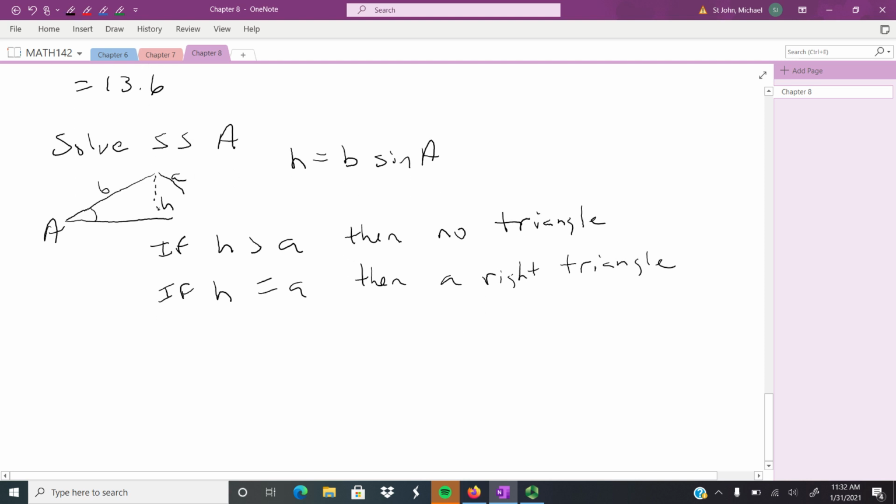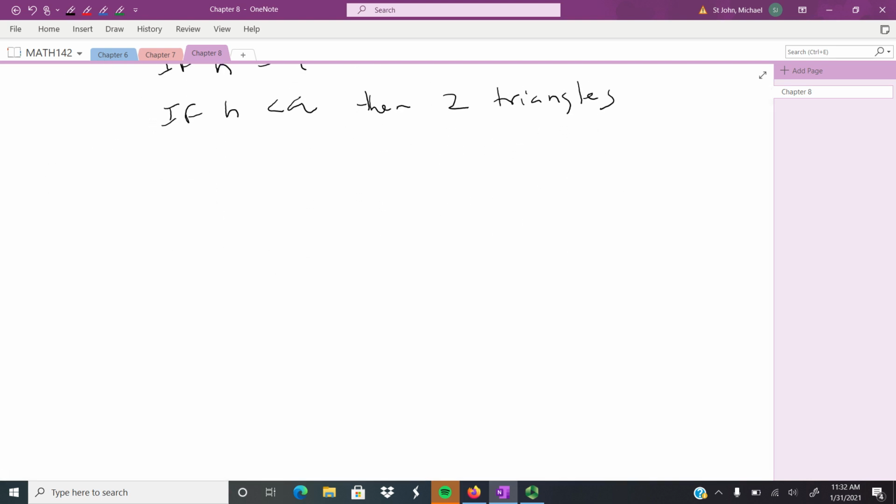And the third possibility, if h is less than a, then two triangles. So let's look at an example of how this would work. So let's say a is equal to 6, b is equal to 8, and angle A is 35 degrees, right?